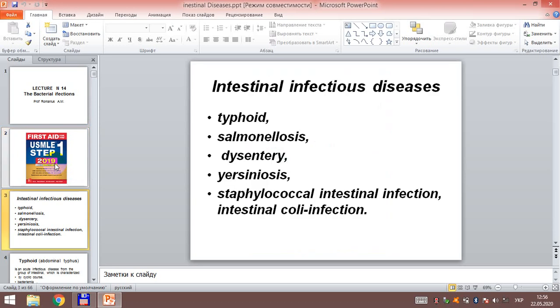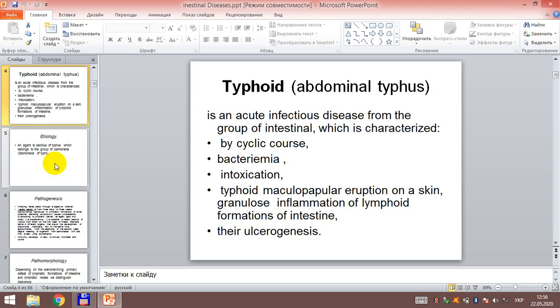In the topic of bacterial infection, we will discuss intestinal infectious diseases, for example, typhoid, salmonellosis, dysentery, yersiniosis, staphylococcal infection, intestinal infection, intestinal coli infection. Also, typhoid or abdominal typhus is an acute infectious disease from the group of intestinal infections, which is characterized by cyclic course, bacteremia, intoxication, typhoid maculopapular eruption on skin, granulomatous inflammation of lymphoid formations of the intestine, and their ulcerogenesis.